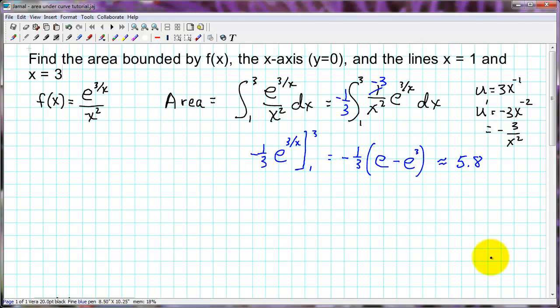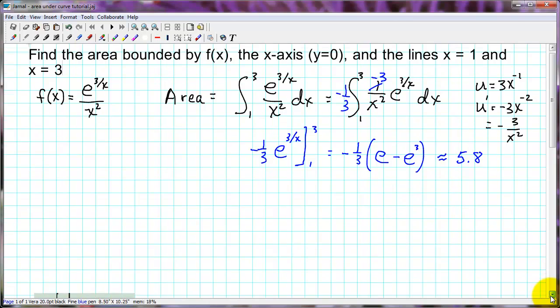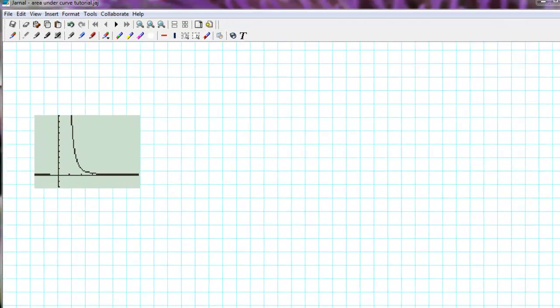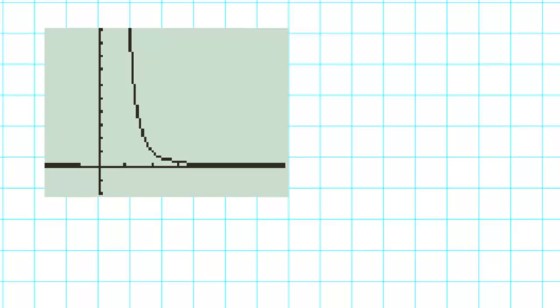Let's look at what we just accomplished. So if we look at a graph of our function, we were finding the area from x equals 1 up to our curve, and it intersected up above the graph, and x equals 3, which is here. So again, we just found the area in this region in here to be about 5.8 square units.